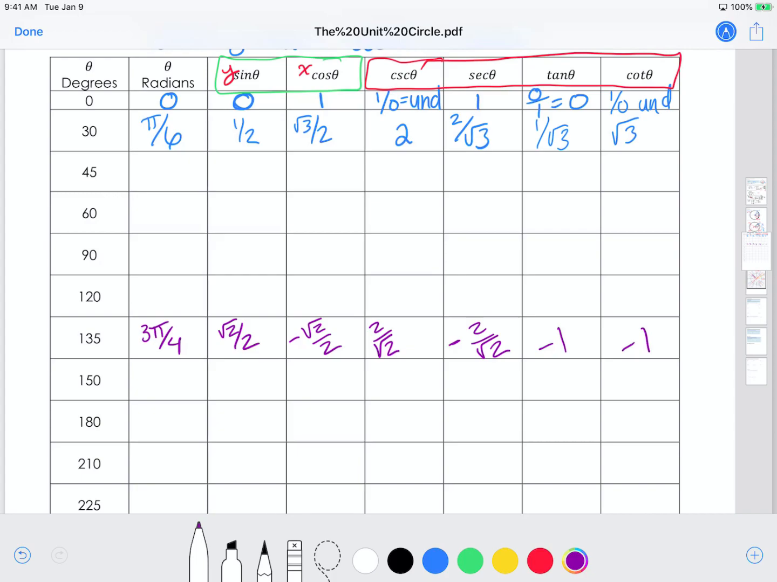So what I would like you guys to do, now that I've gone through a couple of rows with you, is derive the rest of these, and you can check it either online or from your book or on your calculator.